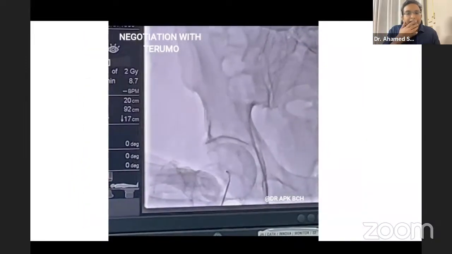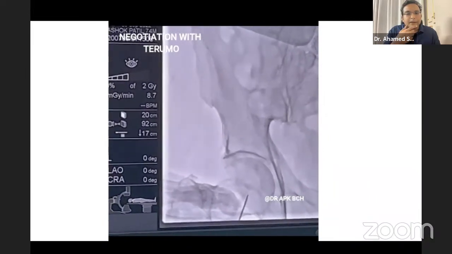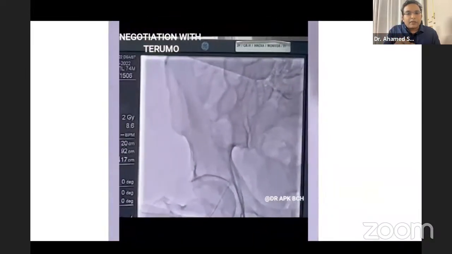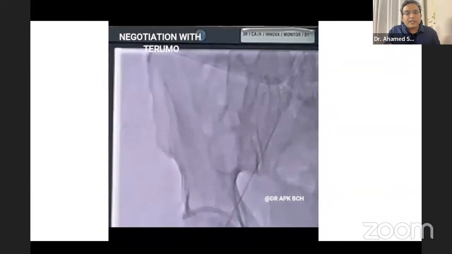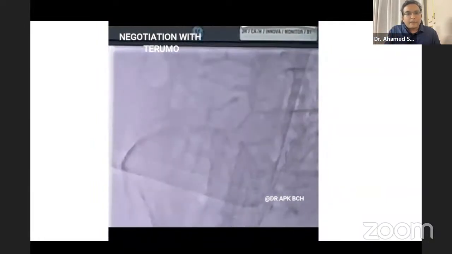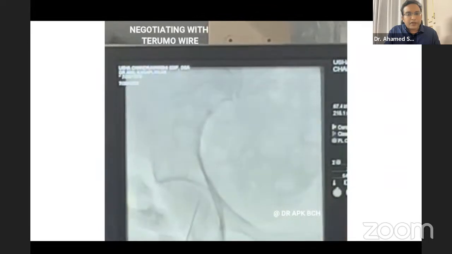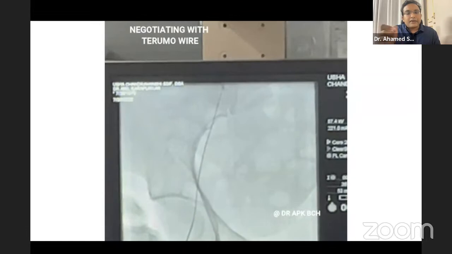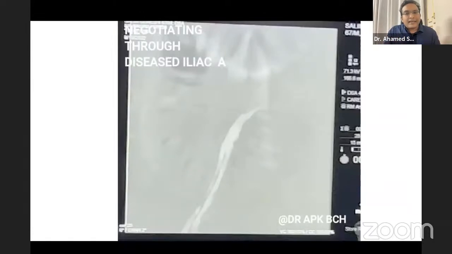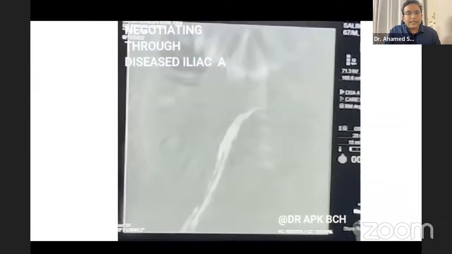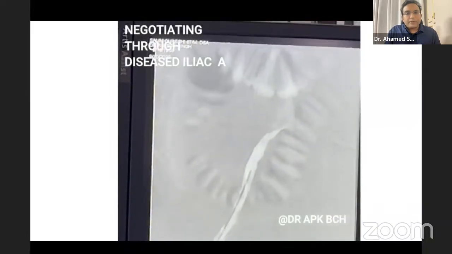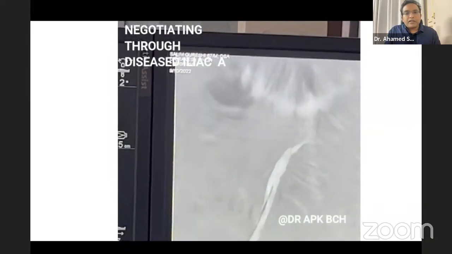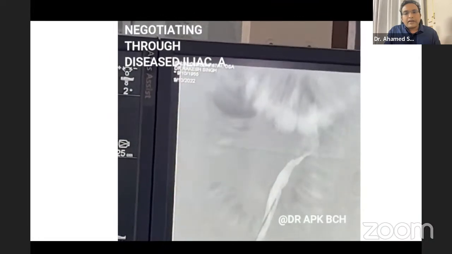If there is a difficulty in puncture, as we see here, it seems to be at the ideal location but the J-tip is not going. Then we can exchange it with a 035 thermowire and advance. This is the same, negotiating with the thermowire. You can see there was difficulty; it is actually the ideal site of puncture, still the J-tip was not going. Then we can do this technique. Also with a diseased iliac artery, we always have to be careful. So this is a roadmap technique; you can see we are negotiating the wire.